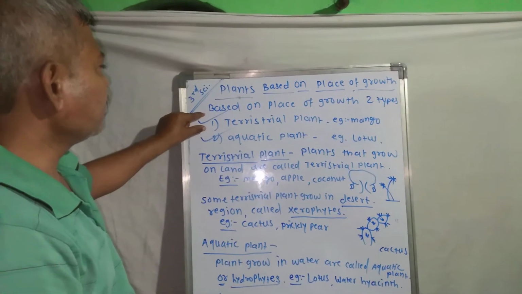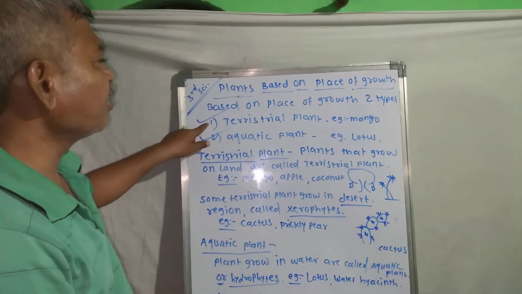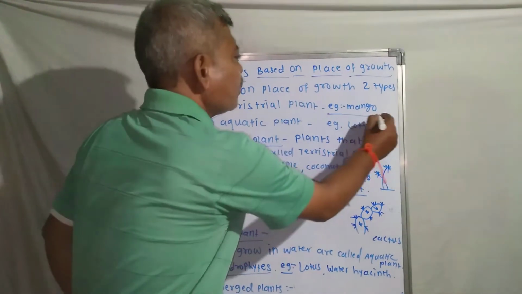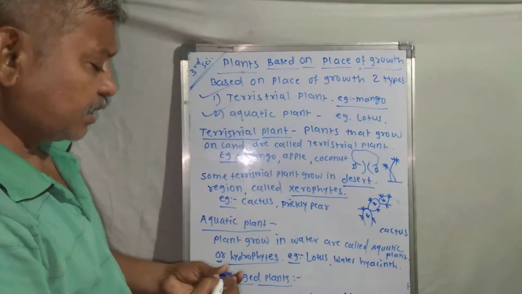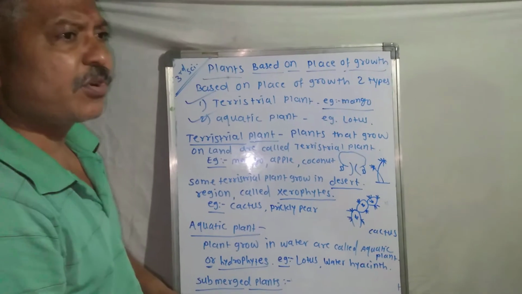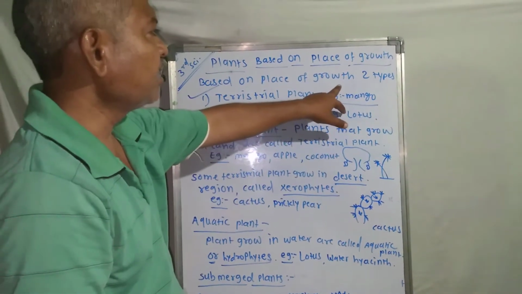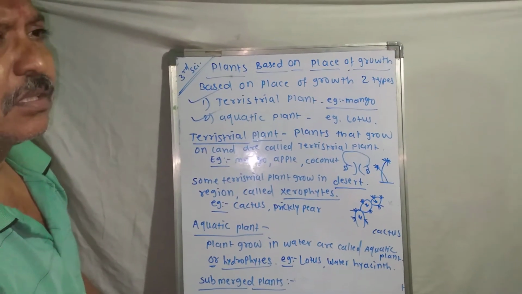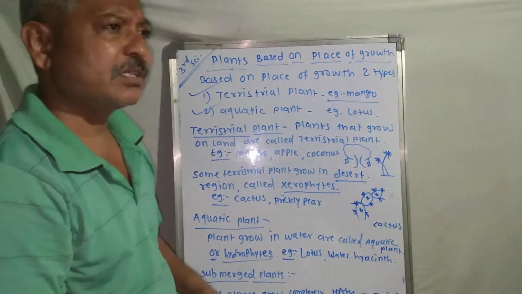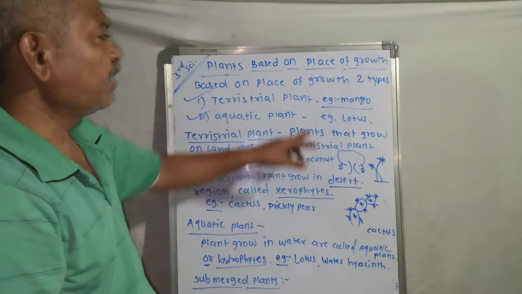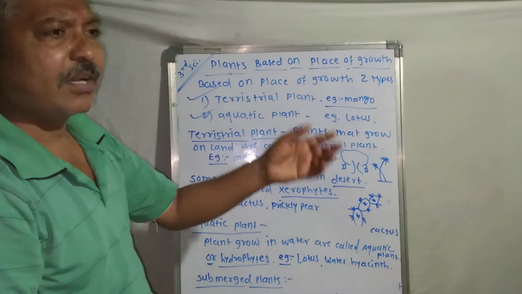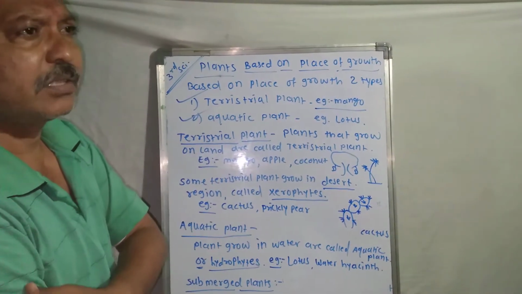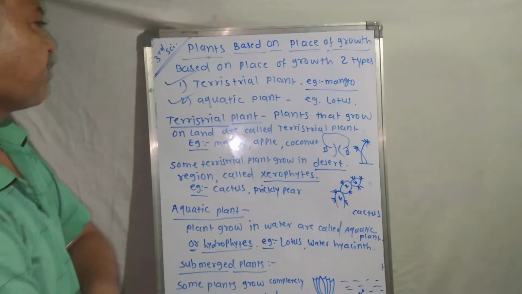Terrestrial plants means plants that grow on the land are called terrestrial plants. Examples: mango, coconut, apple tree, and many more, the plants that live on the land. And the second one is the aquatic plant. The plants which grow inside the water are called aquatic plants. Examples: lotus, water hyacinth, and hydrilla are some aquatic plants.